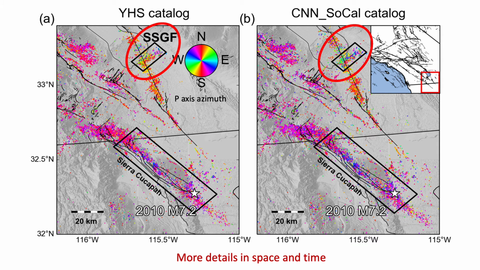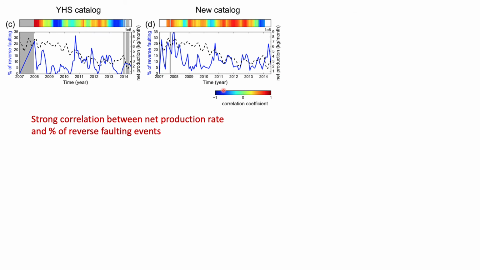So what's new we can find from this new catalog? Let's first look at the Salton Sea geothermal field. We first compare the temporal variation of net production volumes in the Salton Sea geothermal field, which is this black curve, with the percentage of reverse faulting events in the same region, which is the blue curve. The color bar shows the correlation coefficient between these two curves.